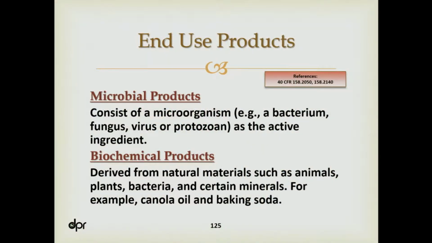Now, then we also further break them down to other products, that's microbial products and biochemical products. Some of those consist of microorganisms, bacterium, whereas other ones are derived from natural sources, such as animals, plants, bacteria, canola oil, and baking soda. So these are some of the definitions that we look at and may help you when you're looking at your product, bringing it into California, especially on the application form that you looked at earlier.